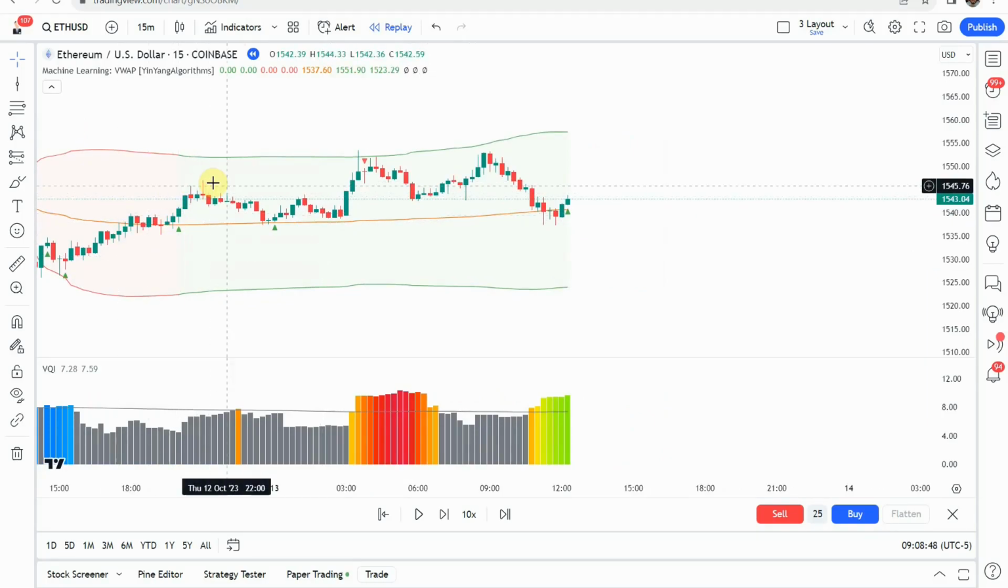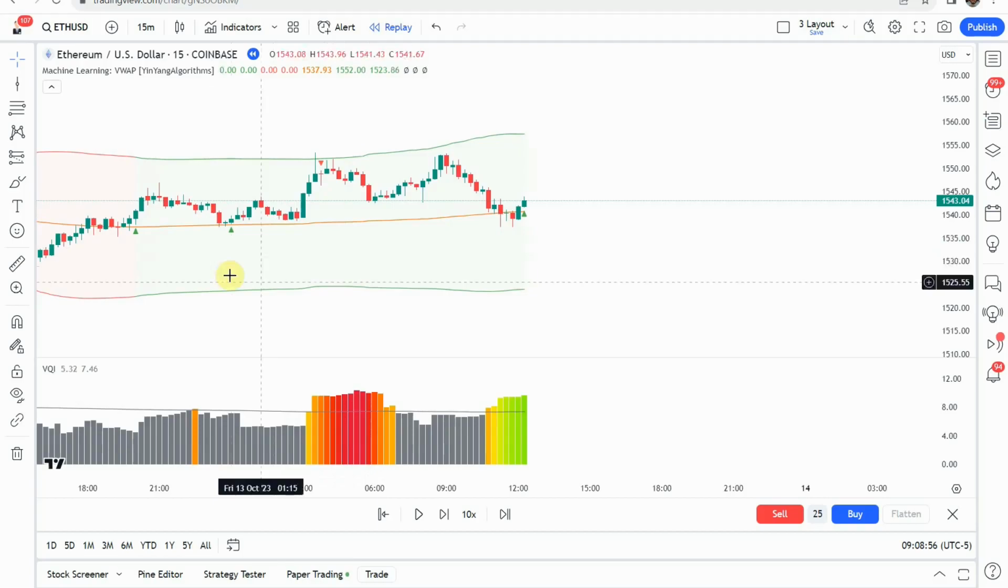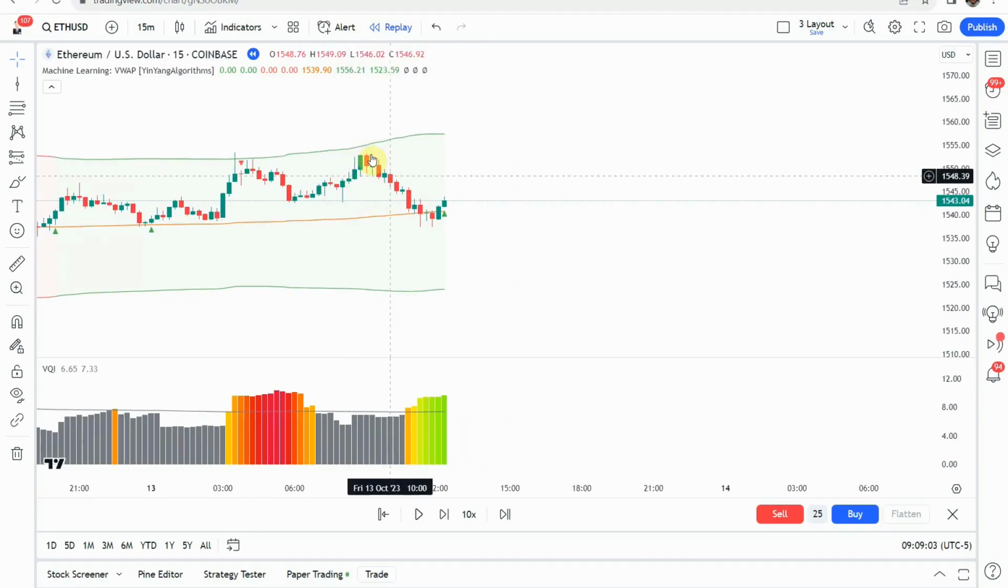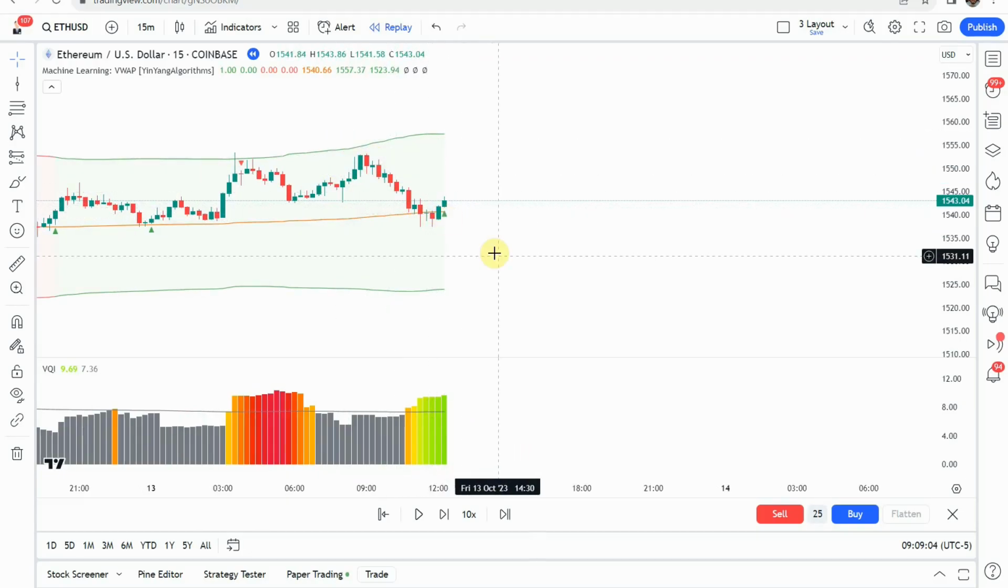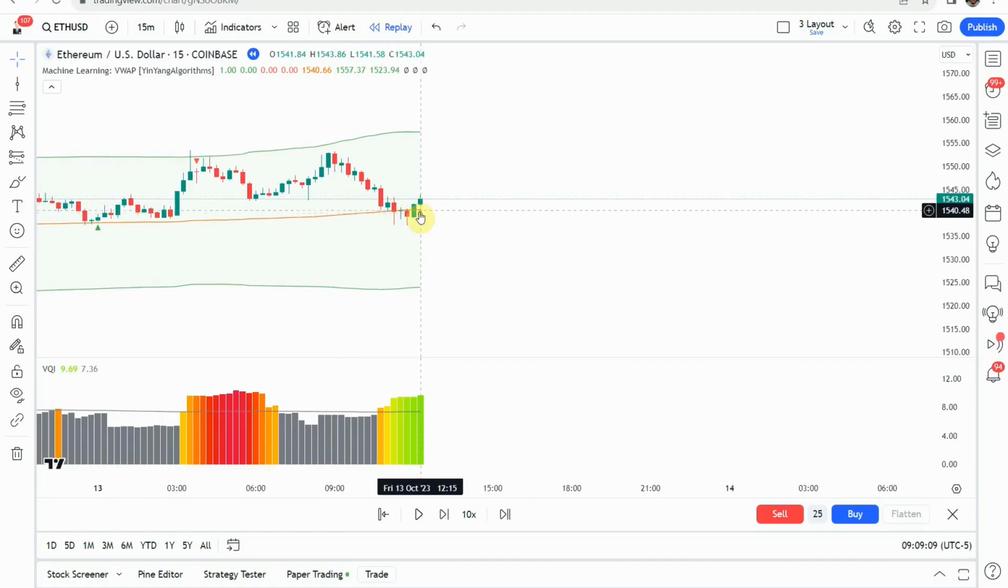Once you get a breakout to the upside, you are then looking for the bands to be green because you're looking for longs. You're looking for the bands to start to expand like they are right here. And then you are looking for price to pull back to this midline. And once that happens, you're then looking for a green buy signal.